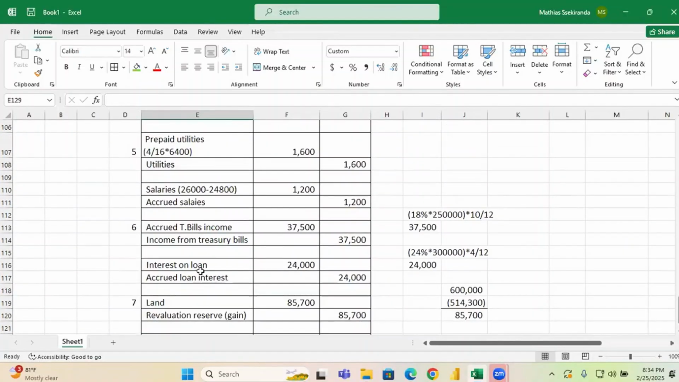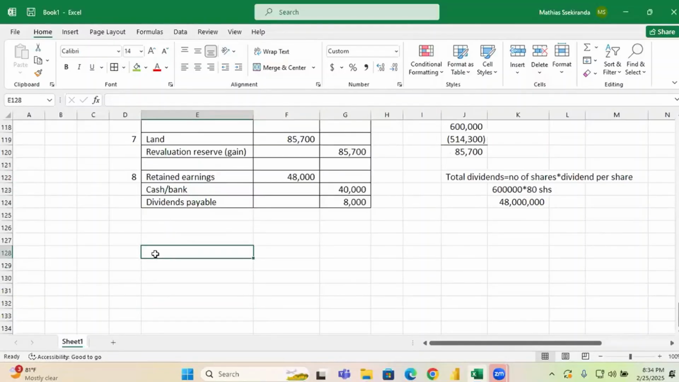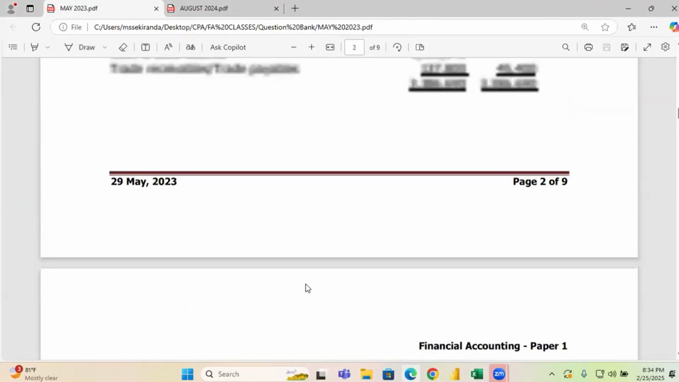Okay, let's go to the profit or loss statement, which I will not do the heading. Guys, we have only 26 minutes and I have to do these two statements, okay? So let us increase the speed. I don't want to exceed time. So the sales, we can get them.